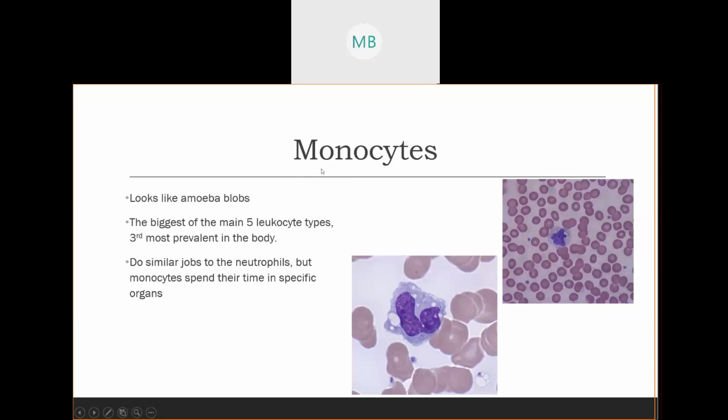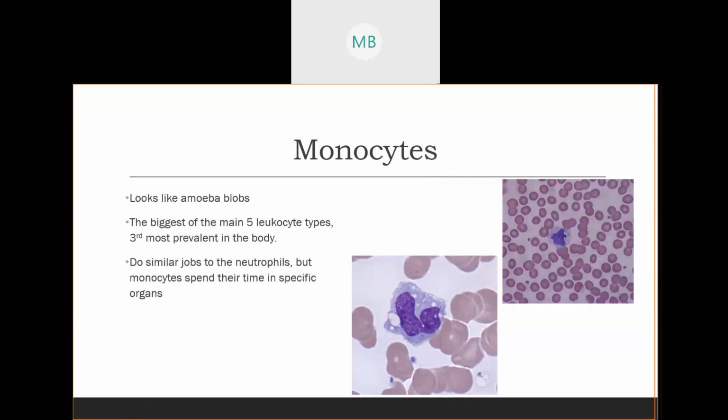Monocytes, mono means one or alone. Cyte is cell. Your monocytes are going to look way more blobby than the rest of them. All of the other blood cells we've talked about were pretty decently circular, if that makes sense. Your monocytes are going to kind of look more like amoebas, right? They're going to kind of look more like a splat, and they are larger than the others.